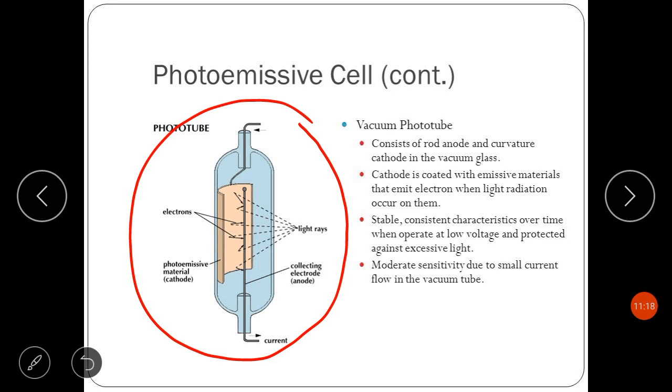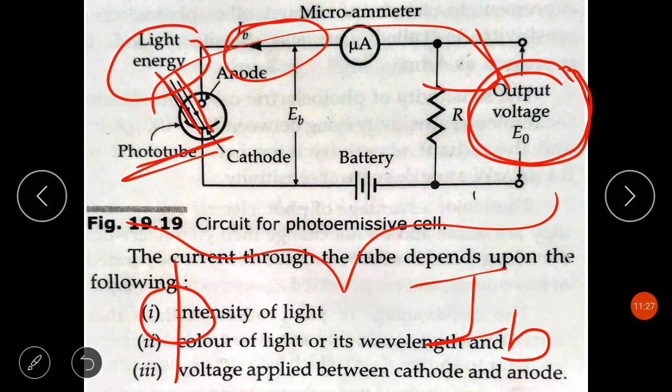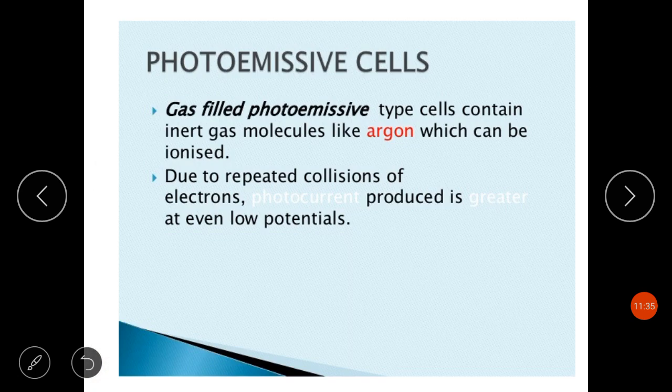So this is the advantage of the photoemissive cell. And the disadvantage, as I've told you, is that its sensitivity is moderate, and in order to increase the sensitivity, that is, the photoelectric current, I will go for a gas filled photoemissive cell or photomultiplier tube. So these two topics I'll be discussing in my next lecture. I'm ending this class here. Thank you.